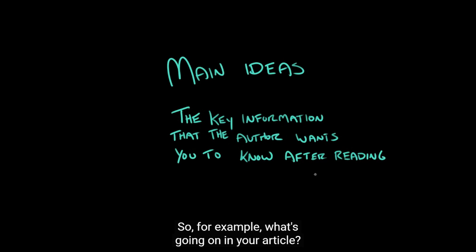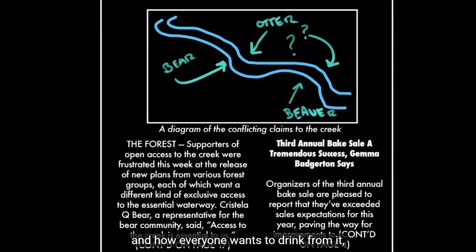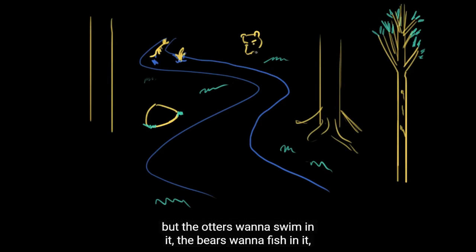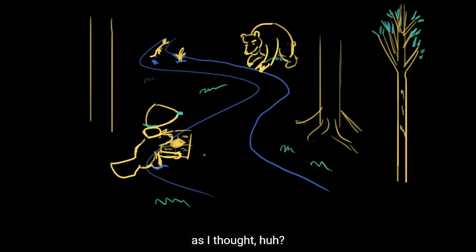So, for example, what's going on in your article? It's about the creek in the forest, and how everyone wants to drink from it, but the otters want to swim in it, the bears want to fish in it, and the beavers want to build a dam in it and turn the whole thing into a pond. Not as peaceful of a forest as I thought, huh?